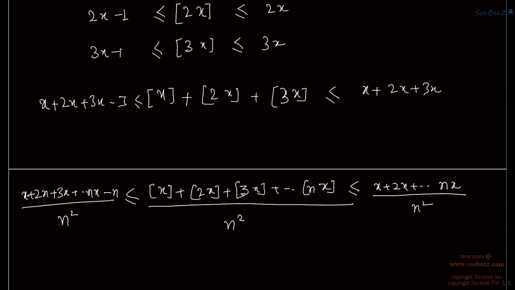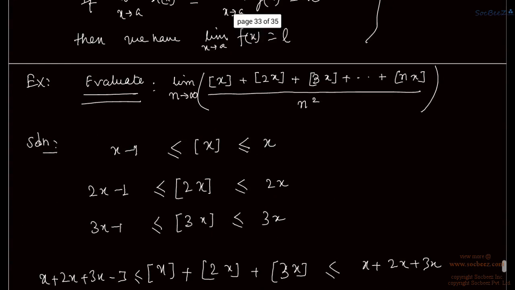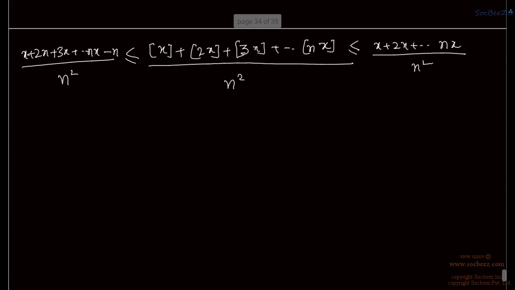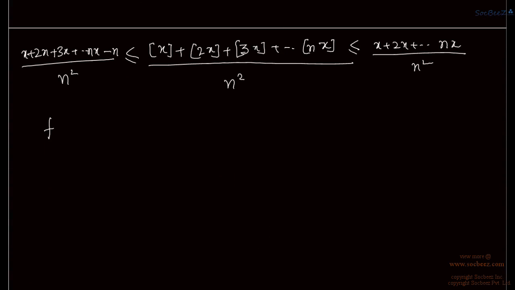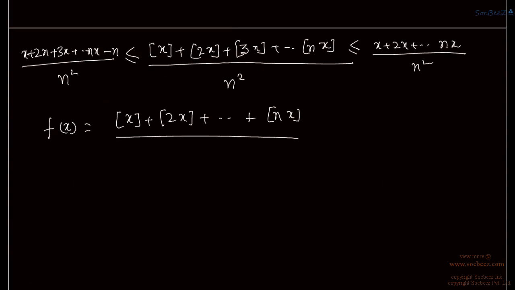Now we have, if we use the Sandwich theorem, let us name f(x) as x plus greatest integer of x plus greatest integer of 2x plus dot dot dot greatest integer of nx, upon n square.